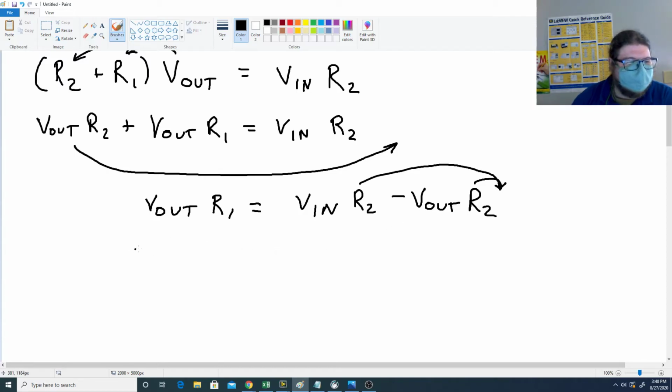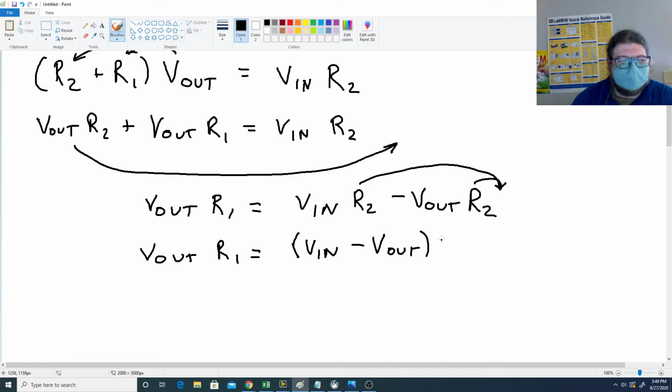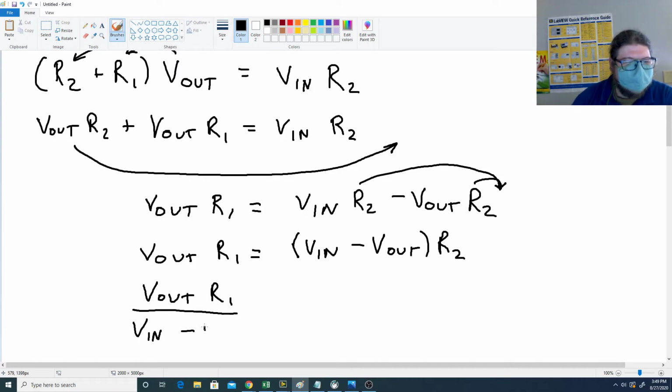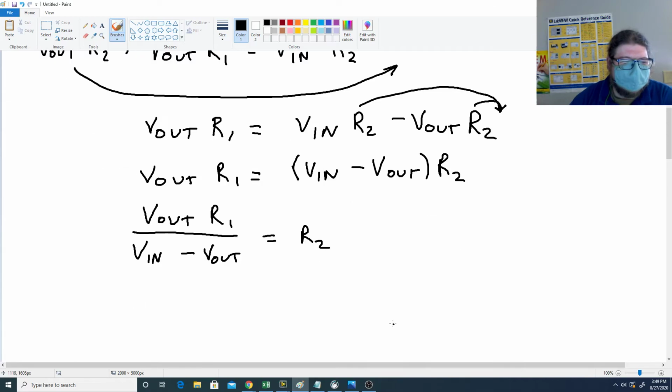So we're going to factor out the R2. We'll get V out R1 equals, open parentheses, V in minus V out, times an R2. And now V in minus V out, that's being multiplied to R2. When you want to undo a multiplication, you divide it back across. So we'll get V out times R1 divided by V in minus V out equals R2.